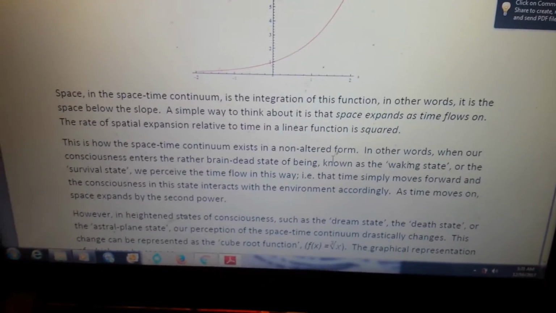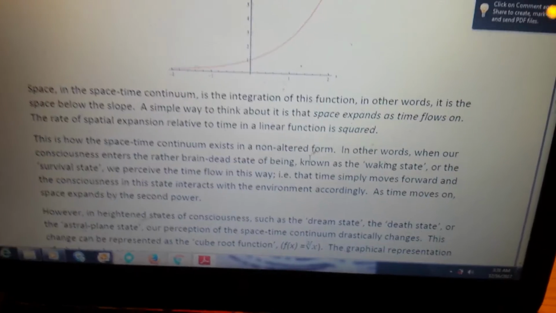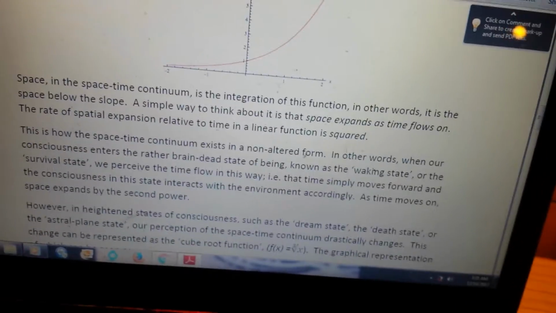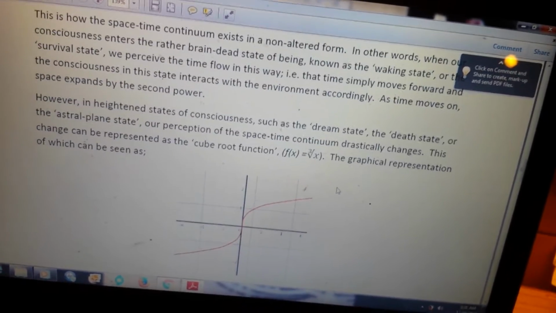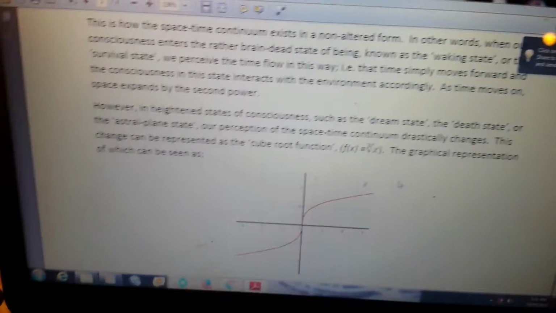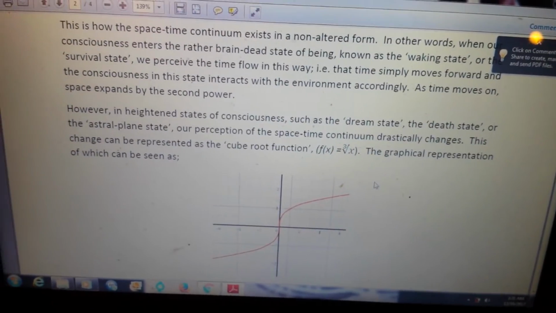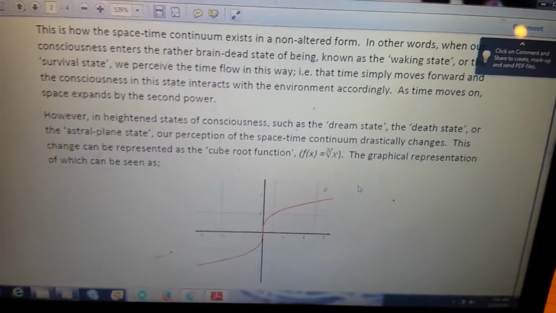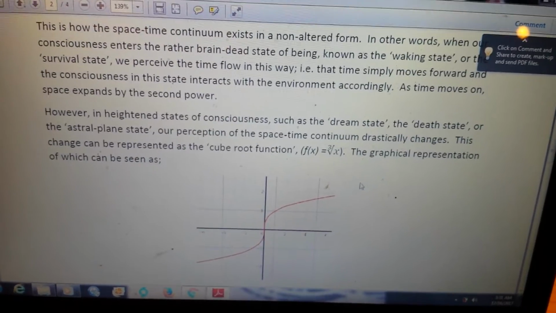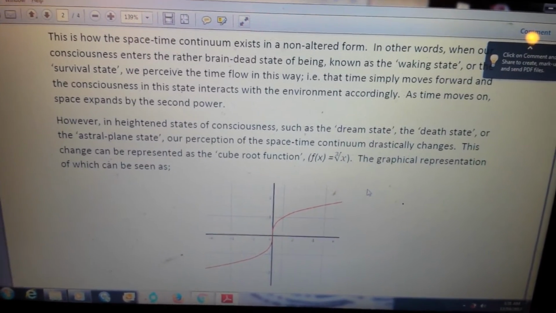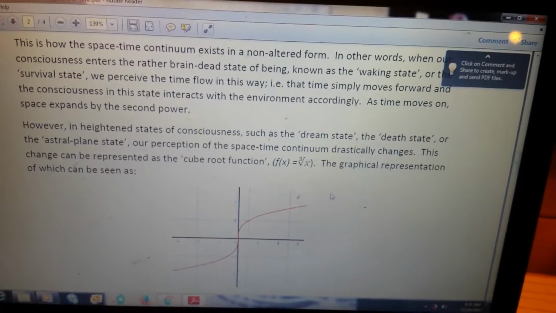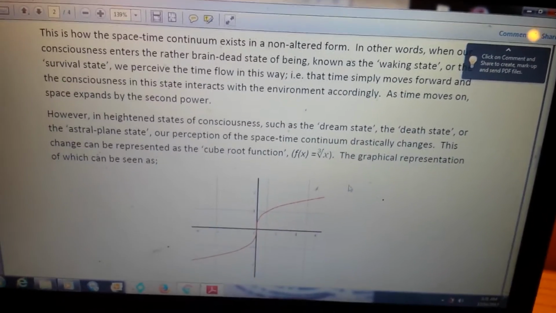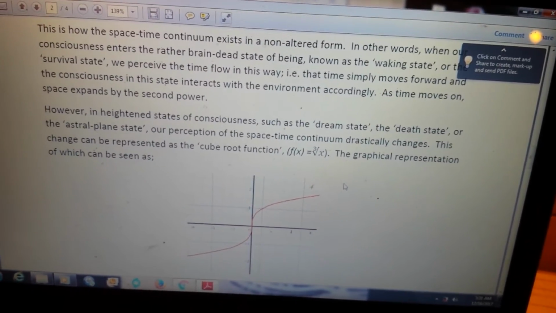space. As time moves on, space expands to the second power. It's squared. However, in heightened states of consciousness, this is what we get. In the dream state, death state, or astral planing state, the perception of the space-time continuum is totally different. Okay? This change can be represented as a cube root function, which is f of x equals the cube root of x. Okay? So the graphical representation of which can be seen as this.